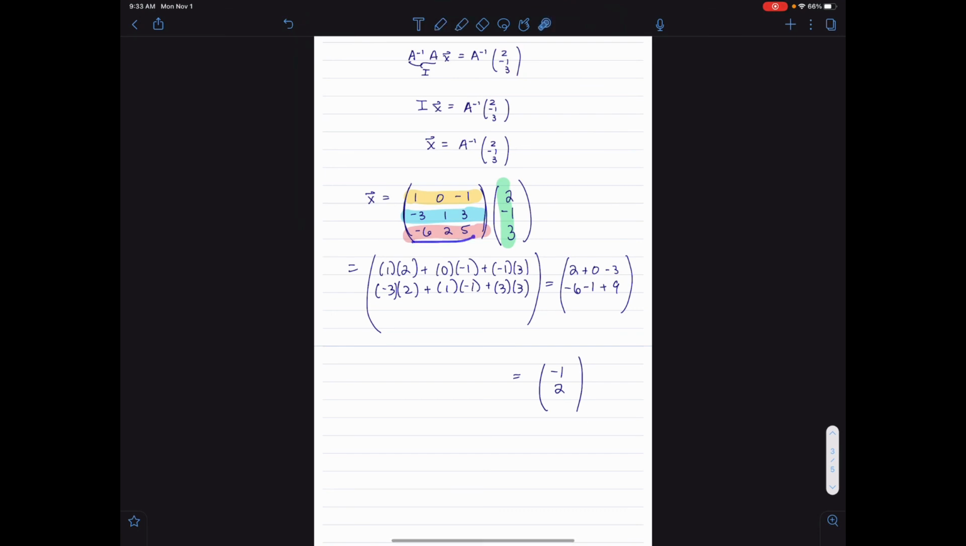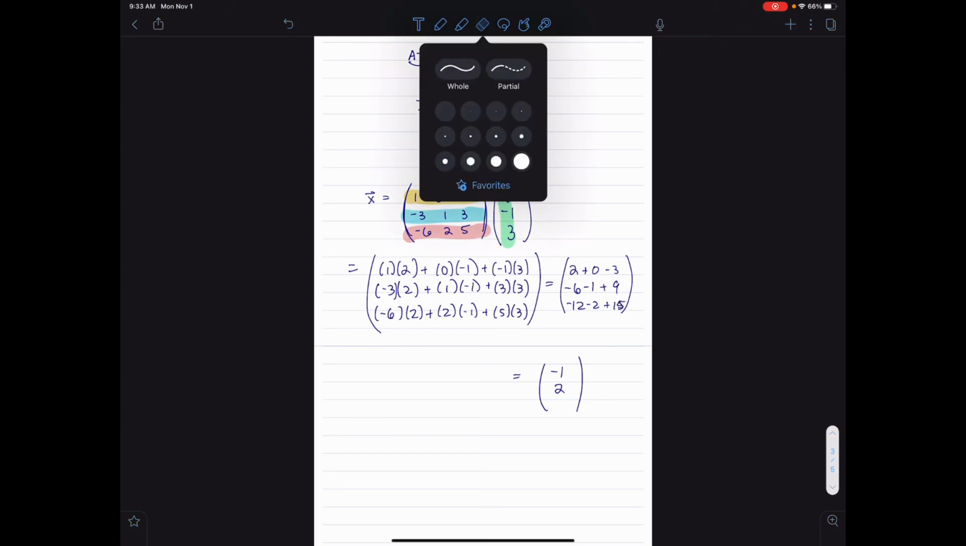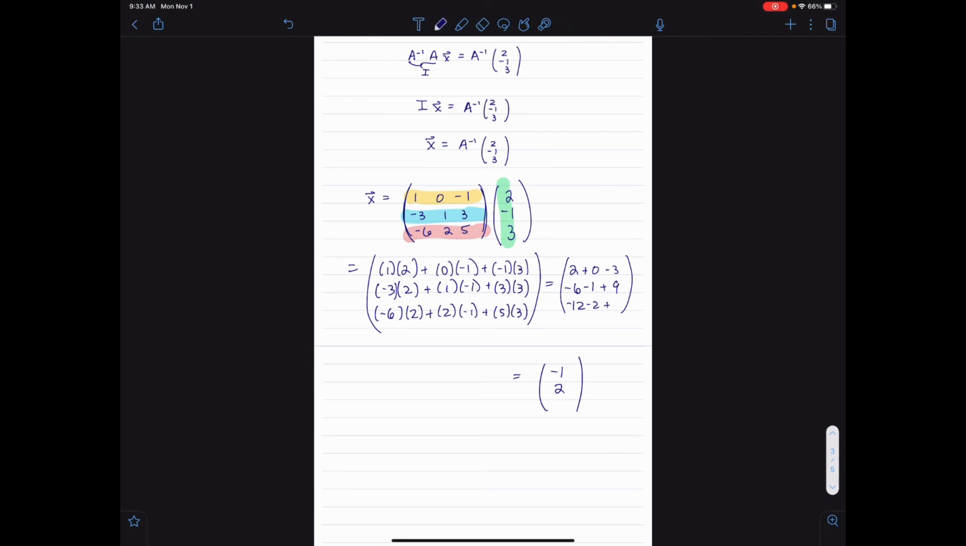Okay, let's dot this third row in the column. So that's -6 times 2 plus 2 times -1 plus 5 times 3. So that's -12 minus 2 plus 15. Oh brother, that's just that last part. Let's see if I can pull it off. -12 minus 2 is -14 plus 15 is 1. Yeah, there we go. So this is X, Y, Z equals this.